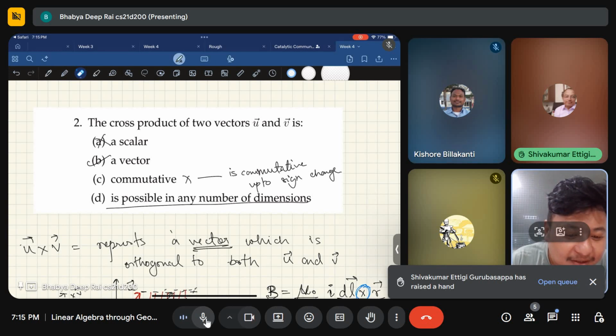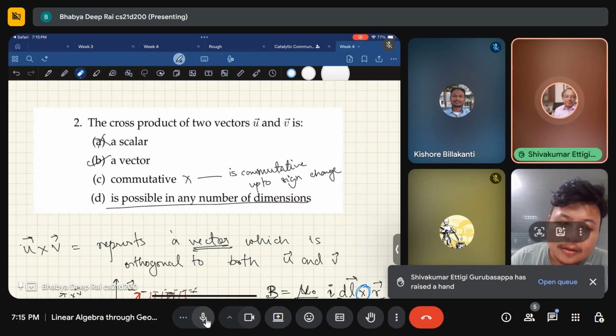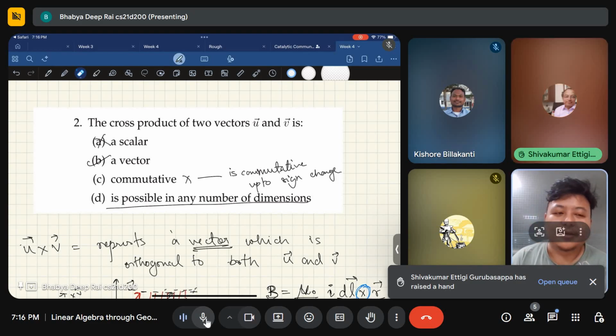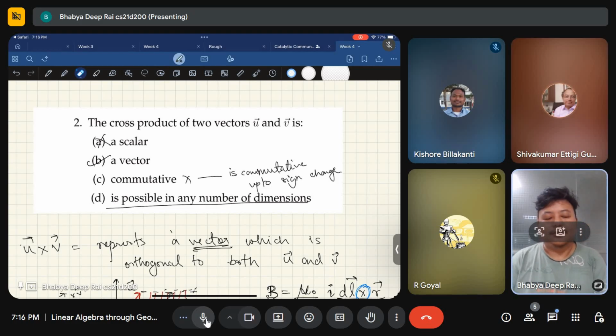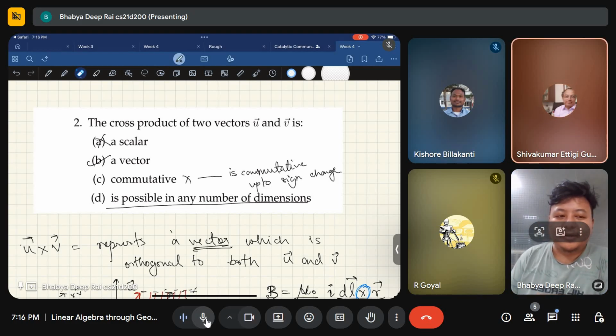This cross product is the product of two vectors whose magnitude we know, and the direction of the resulting vector is perpendicular to the plane of these two vectors. Now, when you say more dimensions, you mean U is u1, u2, u3, u4, and V is v1, v2, v3, v4, like that. In that case, the cross product would be u1 cross v1, u2 cross v2, u3 cross v3, like that?